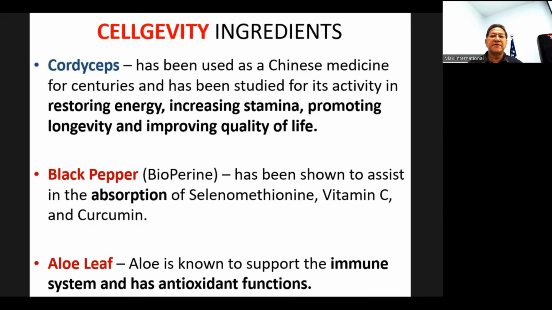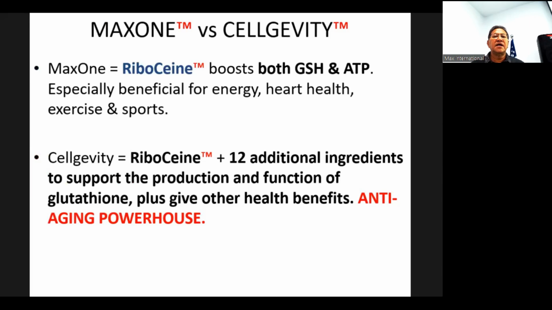Okay, so the difference, recap: Max1 is 100% ribosine, boosting both glutathione and ATP, whereas Celgevity is everything that Max1 has, because the recommended dose of Celgevity and the recommended dose of Max1 give the same amount of ribosine and are therefore expected to boost glutathione equally. But Celgevity has the advantage of 12 additional ingredients to support the production and function of glutathione, plus give other health benefits, making it an anti-aging powerhouse.